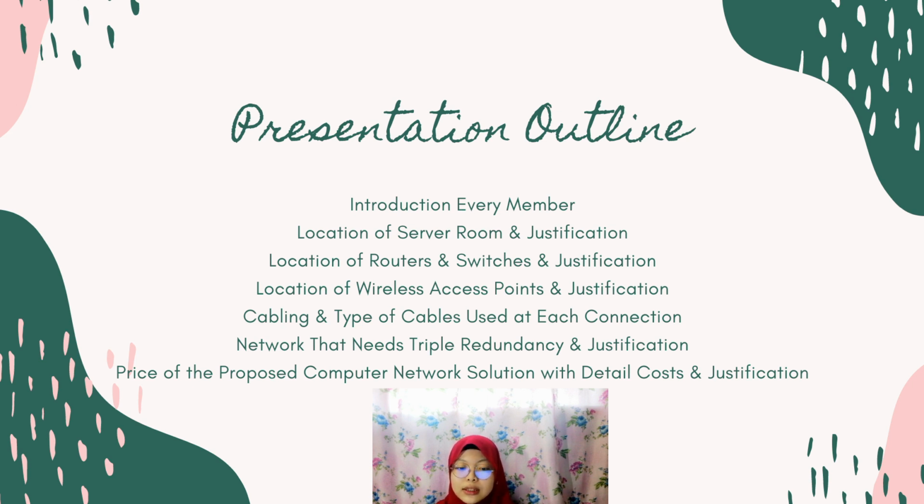The fifth is the cabling and type of cable that used at each connection. The sixth is indication of part of the network that needs triple redundancy and their justification. And the last one is price of the proposed computer network solution compared with the detailed cost and justification of each device's proposed.